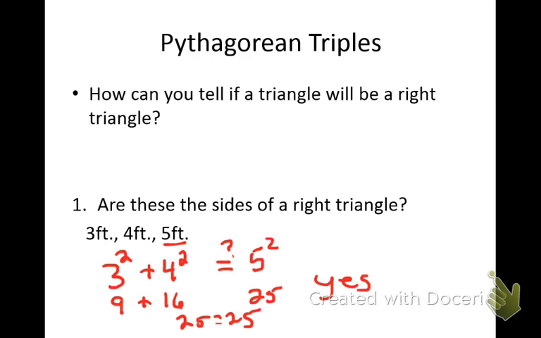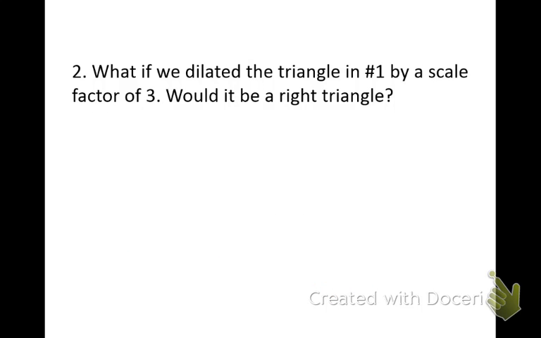Okay, what if we dilated the triangle in number one by a scale factor of 3? So we're using some of our transformations here, see if you know what the word dilated means. If the previous one had sides 3, 4, and 5, and we want to dilate it by a scale factor of 3, what would we need to do? We would need to multiply each side by 3, giving us 9, 12, and 15. So we want to see if these could be sides of a right triangle.